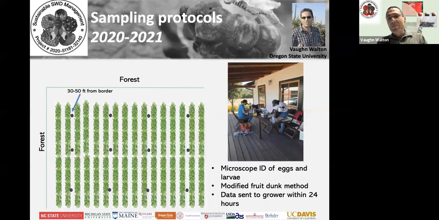We would bring those samples back into the lab and look at individual berries under the microscopes, both for eggs and larvae, and we would note those. After that, we would take those berries, put them into a single bag and then do a modified fruit dunk method, similar to what Rufus explained, with slight modifications because these are in commercial settings. Also, all of the data, whether it's egg data or larval data, were then sent to the grower within a 24-hour period, allowing them to make a decision as to whether they should manage or not.